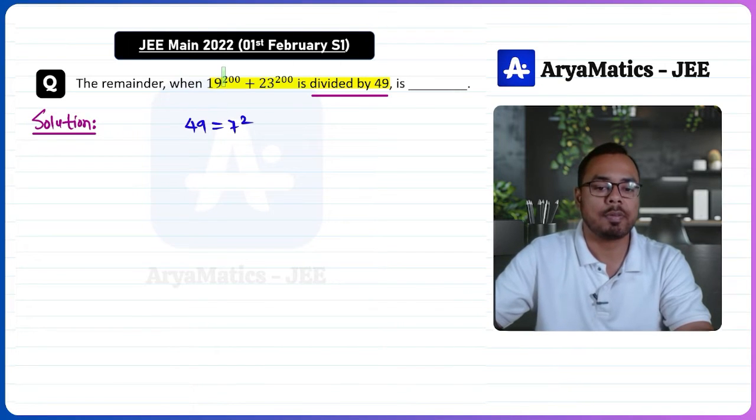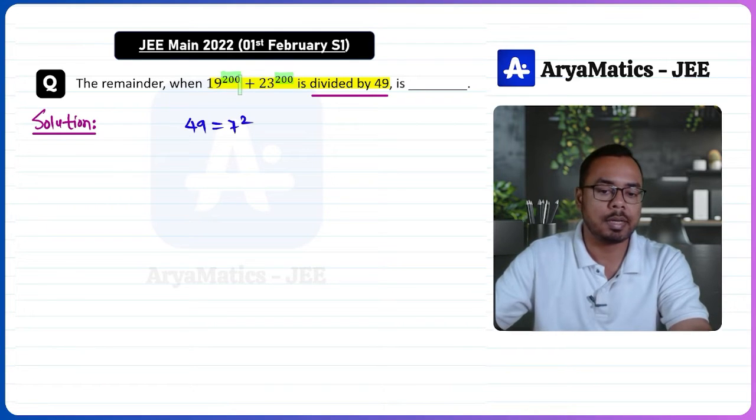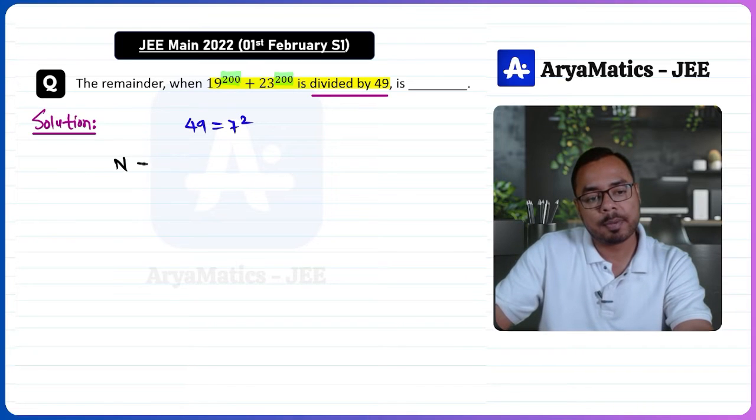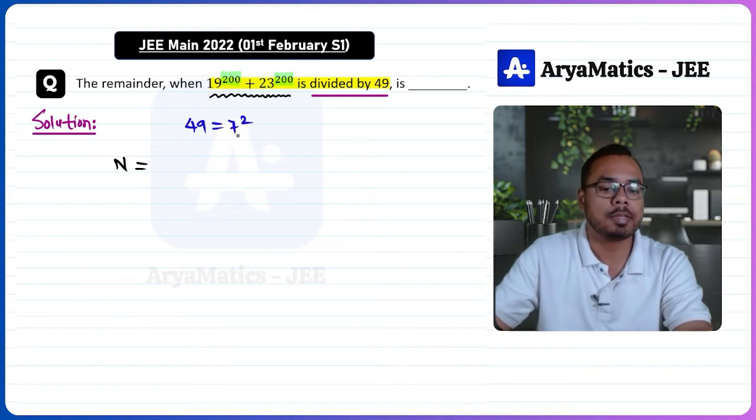Also, you can notice that for these two numbers, we have the same exponent 200. One number is 19 raised to 200, the other number is 23 raised to 200. So for this type of problem, we'll try to break 19 and 23 symmetrically about some multiple of 21, right? Between 19 and 23, we have 21, and 21 is a multiple of 7.